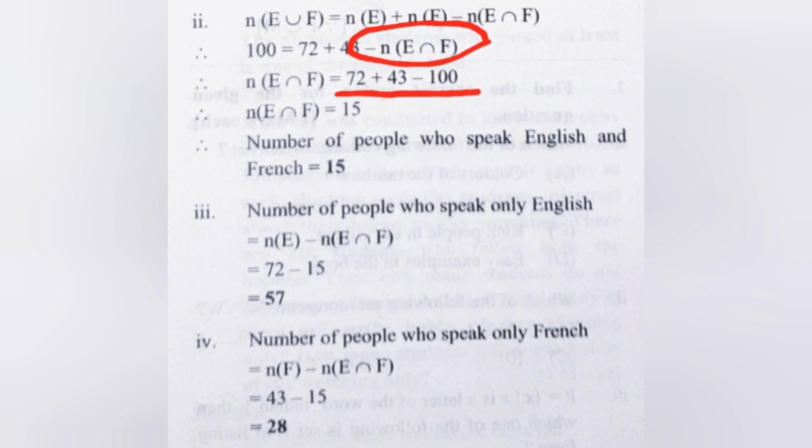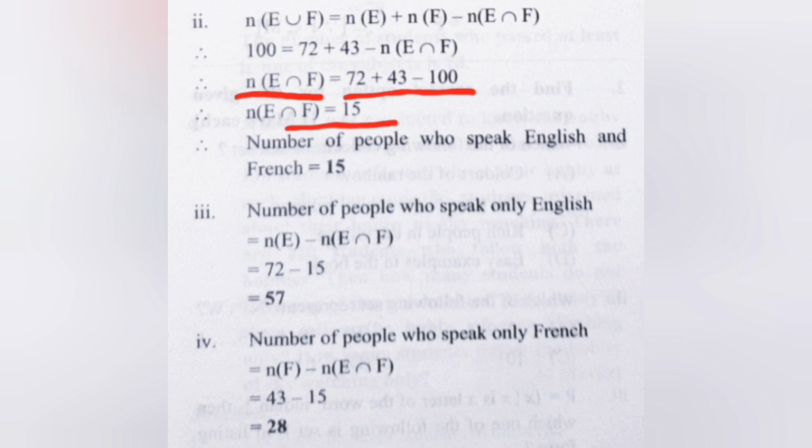So what we will do, we will shift this to the other side and now it should be alone. Okay, so that's why 100 will get shifted to this side and plus 100 will become minus 100. So what has happened here, that number of E intersection F is equals to 72 plus 43 minus 100. Okay, so 72 plus 43 is 115 and minus 100 and we will get only 15. So number of E intersection F is equals to 15.